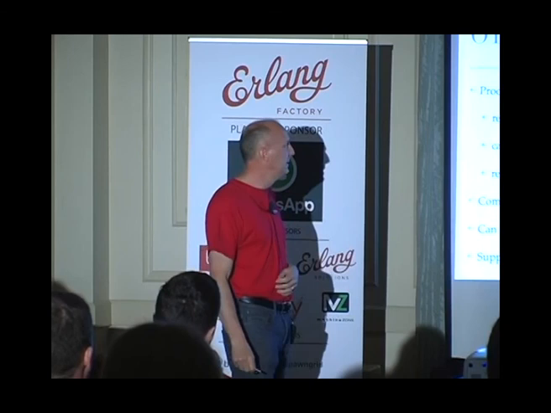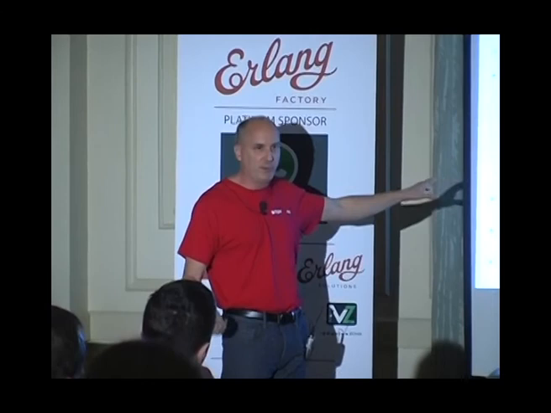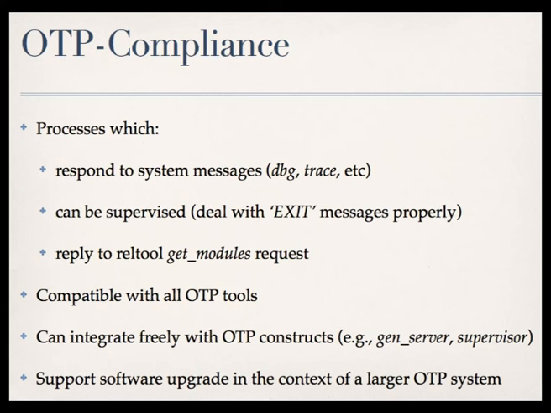So I also say it's OTP compliant. What does that mean? That means that the processes respond to system messages, they can be supervised, they reply to exit messages properly, and rel tool can ask for, you know, get modules so it can do upgrades and downgrades and things like that. You want it to be compatible with all the OTP tools so we can just slip it in, it's no different than OTP, and maybe even migrate some of the OTP constructs to use some of these constructs.